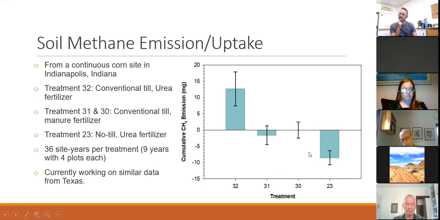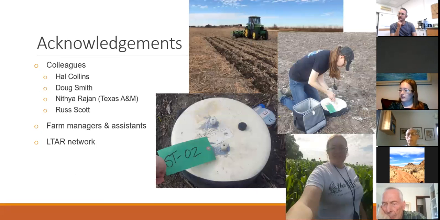So it's a pretty good amount of data that we have compiled here. We have net methane sequestration, and this is a no-till system with urea fertilizer. And then these 2 treatments where we had essentially 0 methane emission or uptake, it was a little bit of sequestration here in treatment 31, but it's not statistically different from 0. These are both conventional till treatments that use a manure fertilizer, and I'm working on similar data to this from Texas.